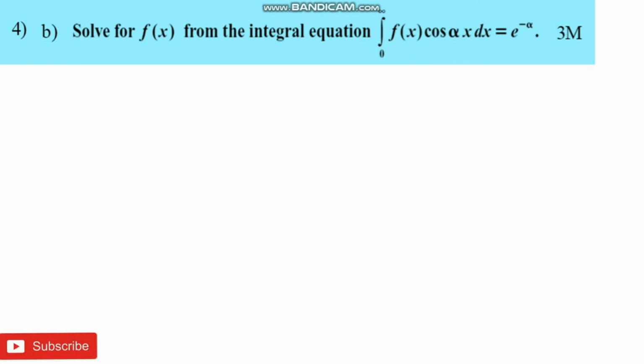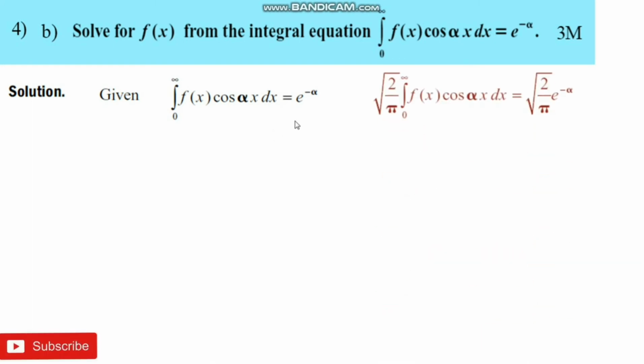cosine transform. Here we are given the integral equation. Multiply with the square root 2 by pi throughout this equation, we have this result. On left hand side it is f of alpha over c, that equals square root 2 by pi e power minus alpha. This is the formula for Fourier cosine transform of f of x and it can also be denoted by f of alpha over c.